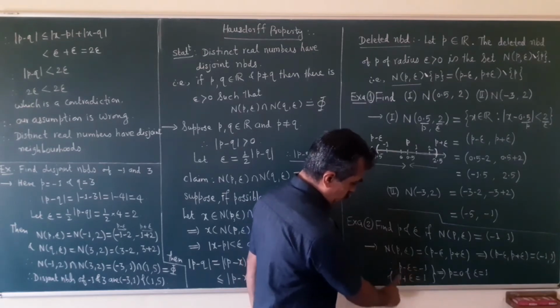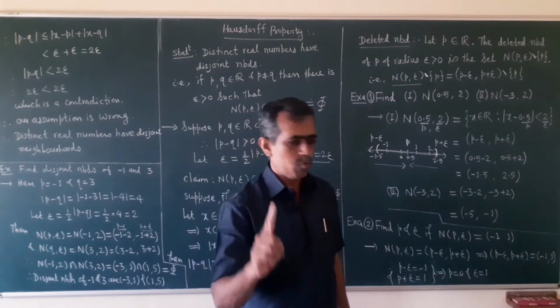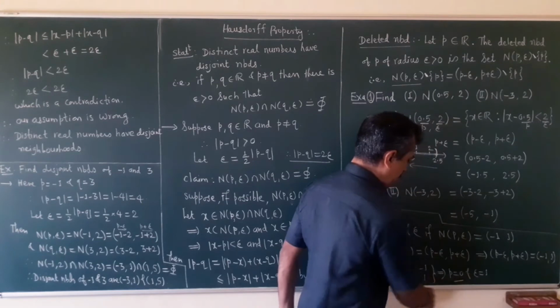Epsilon will get cancelled. 2P is equal to -1 plus 1, 0. 2P is equal to 0. So P is 0. So what you get is P is equal to 0.